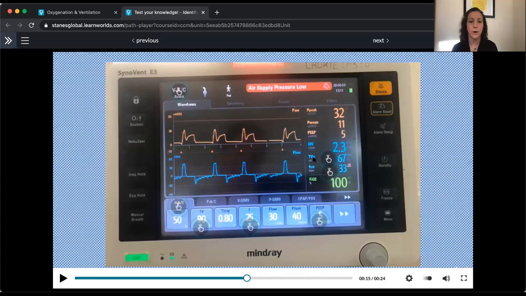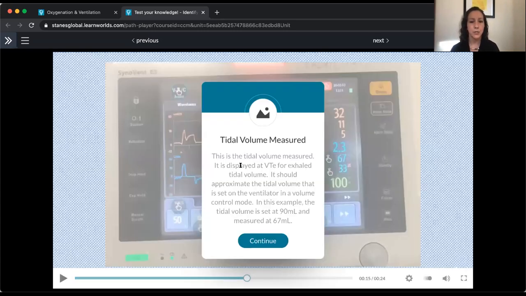TVE is tidal volume exhaled. This is how the ventilator knows what actually went into and out of the patient. TVE means they measure the volume exhaled by the patient. And you can see it's 67. So let's click on that. Tidal volume measured is displayed as VTE for exhaled tidal volume. It should approximate the tidal volume that is set on the ventilator in a volume control mode. In this example, the tidal volume is set at 90 and measured at 67, okay?